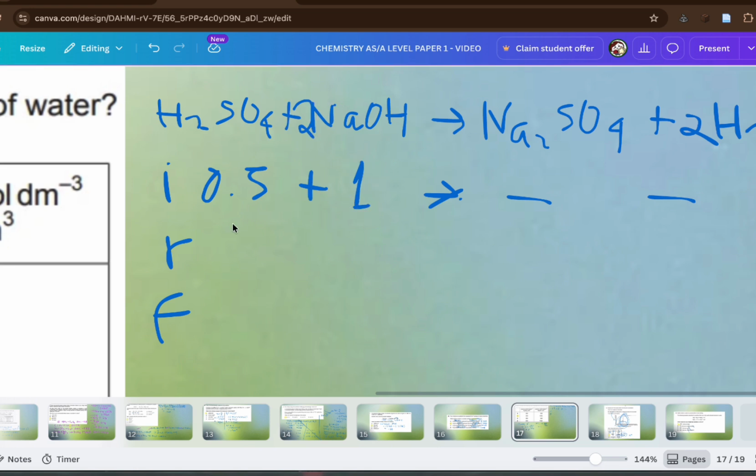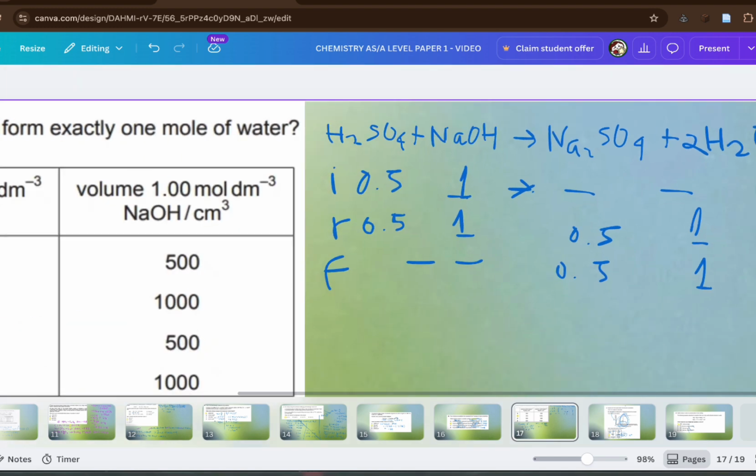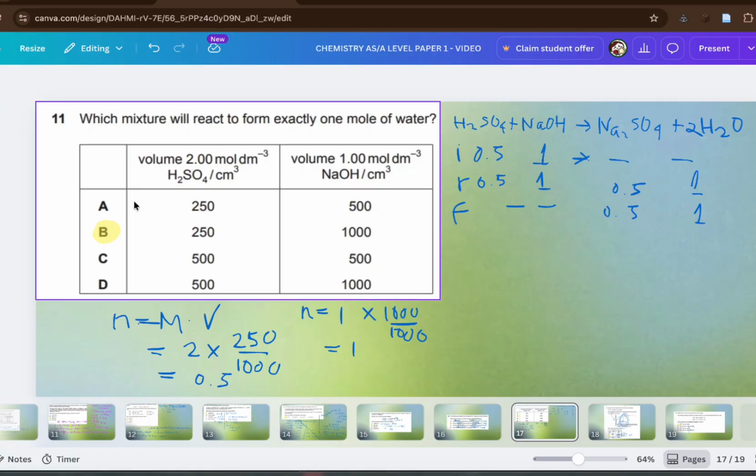So that means we'll just divide. We just subtract. That's 1. Na2SO4 is only 1, so 0.5. Well, H2O is twice as much, so it's 1. Products are finished or used up. Result in 1 mole of H2O. So that's why the answer is B.